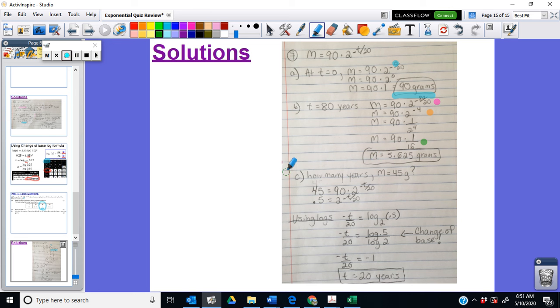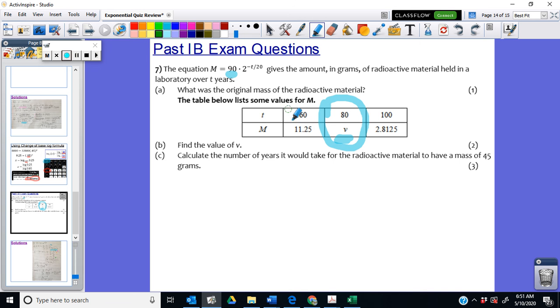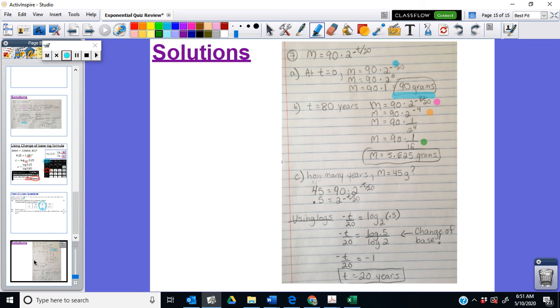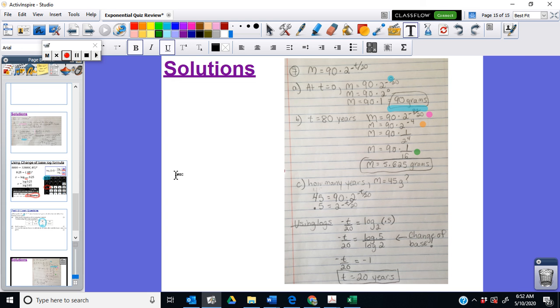Now this last part, how many years will it take to reach 45 grams? Well, if you go back to that table, that's somewhere within this data, right? Somewhere in there. So let's work backwards. How many years? Take that 45, plug it in for our mass. Then we need to divide both sides by 90 to isolate our exponential pattern here. Then from there, we need to look at logs or plug it into your equation, into your y equals.